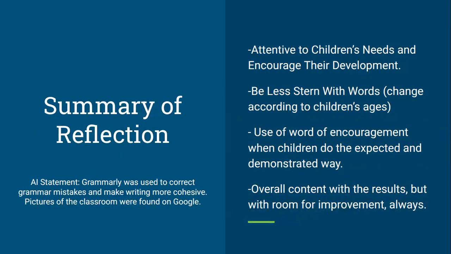The summary of my reflection: I believe she was able to point out that I was attentive to the children's needs, and I definitely encouraged development in certain things, assisting them on how they can properly walk, or if there's a toy in the way, how they can go around that toy. She was able to see those little things, which is what I do with my daughter. She did tell me that I can be a little too stern with how I talk to the kids.